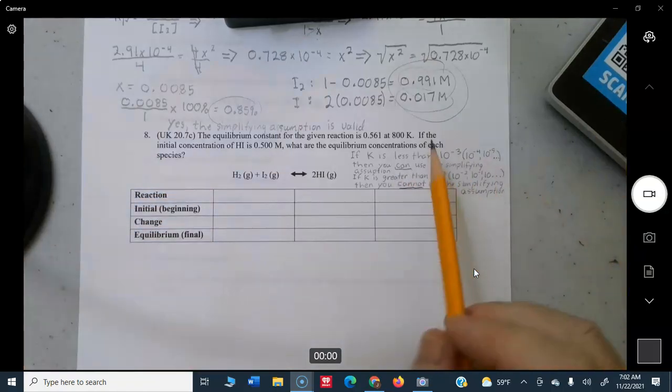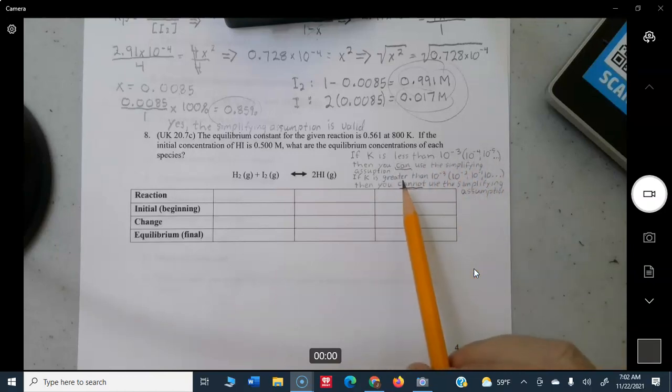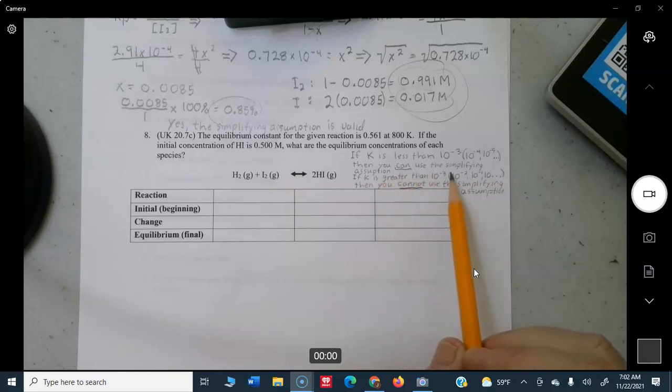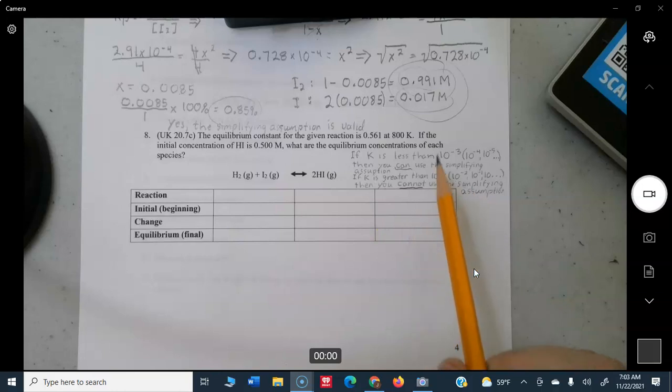So if K is less than 10 to the negative third, that would be 10 to the negative fourth, 10 to the negative fifth, 10 to the negative sixth, and so on, then you can use the simplifying assumption. Because your change variable x is going to be very small if K is very small, because not much of your reactant is going to go to product. So it's going to be very small change variable x. If K is greater than 10 to the negative third, so 10 to the negative second, 10 to the negative first, 10 to the second, 10 to the third, so on, in other words, getting bigger, then you cannot use the simplifying assumption. It's too big. This is not a hard and fast rule, but it's a pretty good rule of thumb.